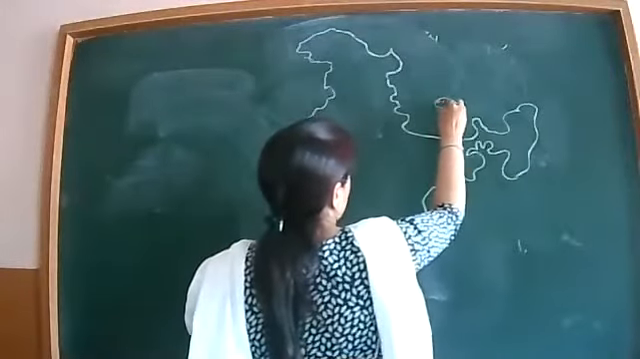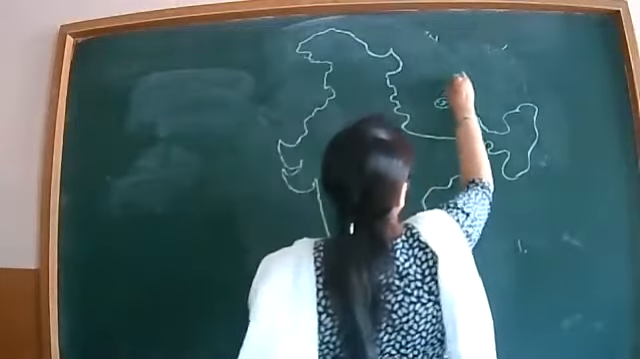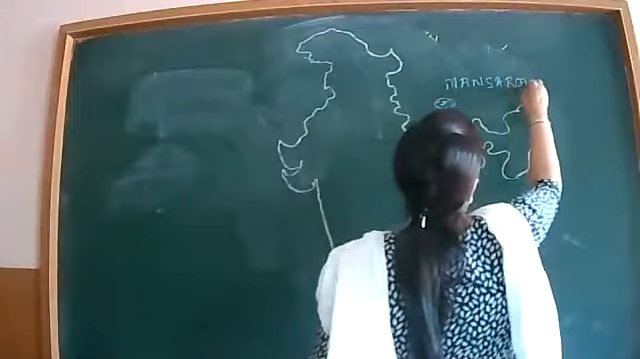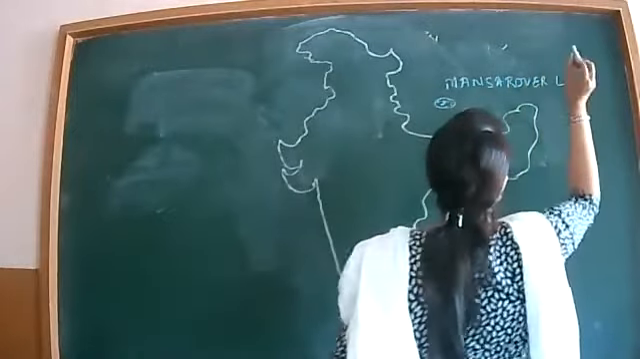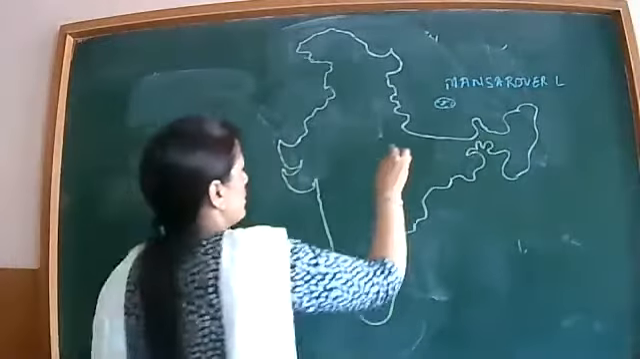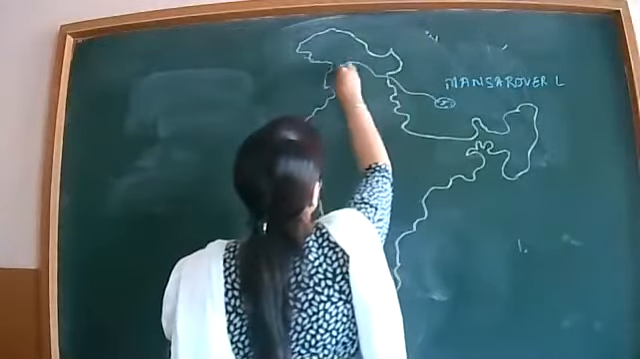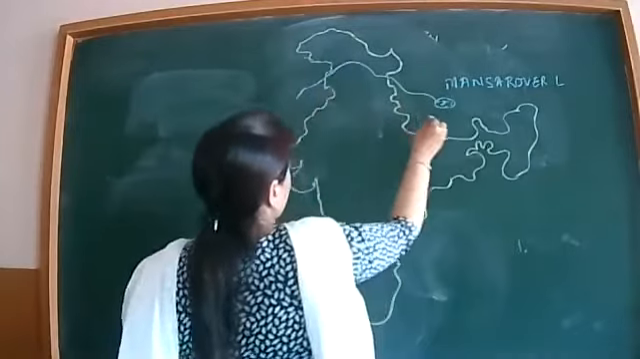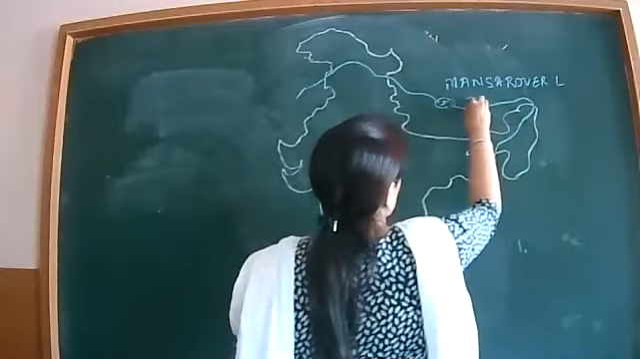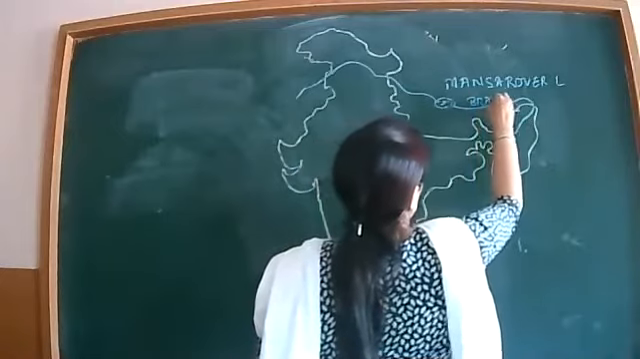Almost here we have Mansarovar Lake. Two rivers start from this Mansarovar Lake. One is river Indus. Second one is river Brahmaputra. This is Brahmaputra.